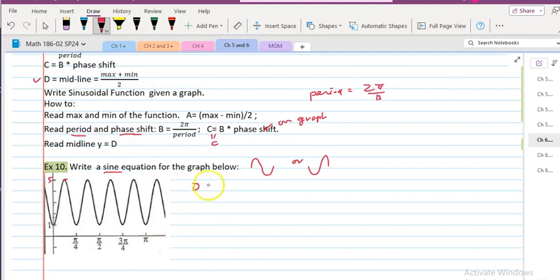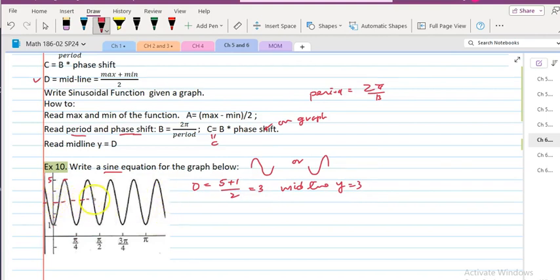So I know the midline D would equal 5 plus 1 divided by 2, the middle between these two. 6 over 2 is 3. So I can see that the midline is y equals 3, and it is equal to D. And it's up, right? It's up.